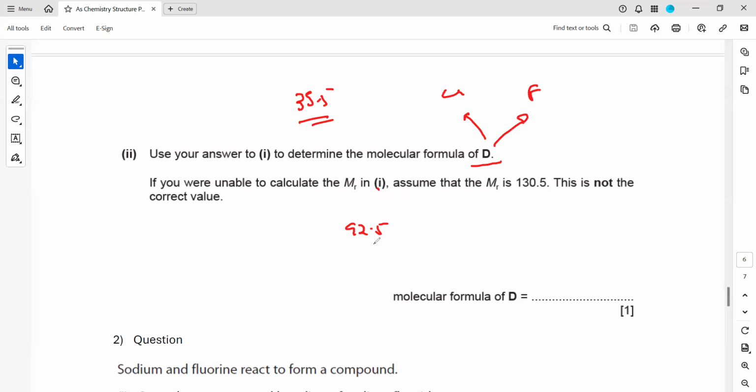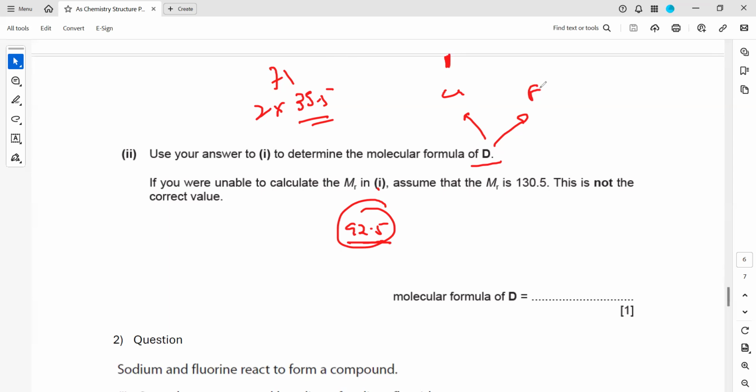But how many chlorine atoms are there? If it is 92.5, it should be an odd number of chlorine atoms, because if it were an even number, like two chlorine, then I would get 71. But we got this 0.5, so there should be an odd number of chlorine atoms, like 1, 3 or 5. But it cannot have 3 chlorine because 35.5 multiplied by 3 is about 106, more than 92.5. So it means there is 1 chlorine present here.